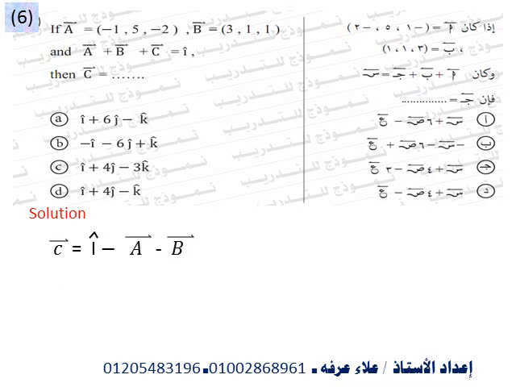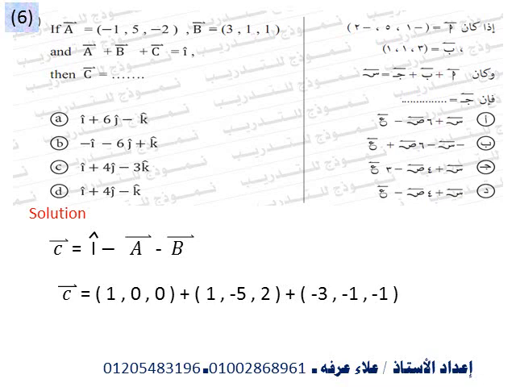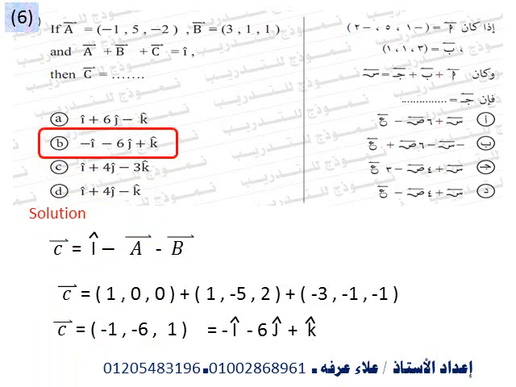We can get c equal 1, 0, 0 plus 1, negative 5, 2 multiplied by negative 1, plus multiply negative 1, and so we can get negative 3, negative 1, negative 1. Then c equals negative 1, negative 6 and 1. We can choose the solution.